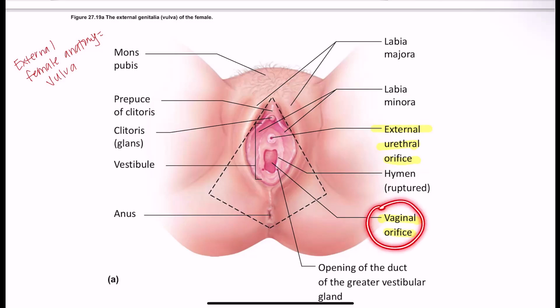Also being shown at the vaginal orifice is this structure called the hymen. It's shown as ruptured here, so it's broken. But what happens is that during growth, at the opening to the vagina, there's also this incomplete bit of mucosa that still closes off the distal portion of the vaginal orifice. That hymen can be ruptured during first sexual intercourse, but also by sports, inserting a tampon, or any other activities.